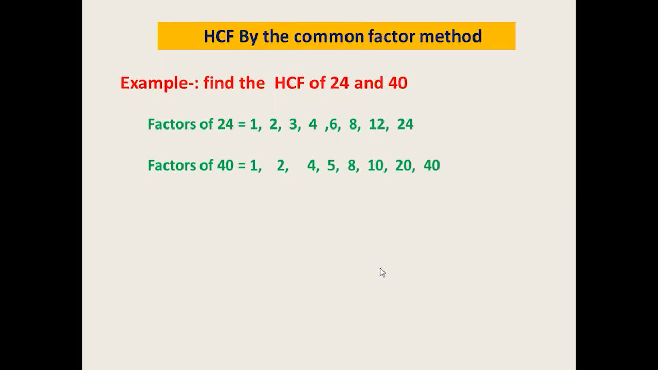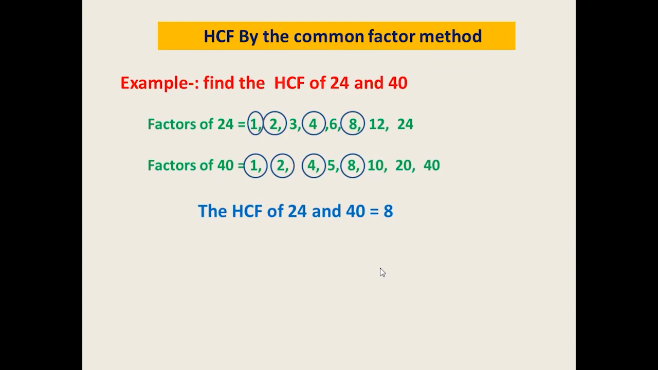Now, identify the common factors of the given numbers. So, common factors are 1, 2, 4 and 8. Now in the last step, the largest common factor is the HCF of the given numbers. So here the largest common factor is 8. So the HCF of 24 and 40 is 8.